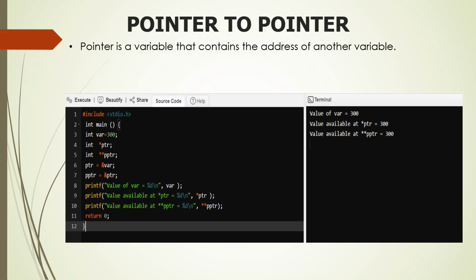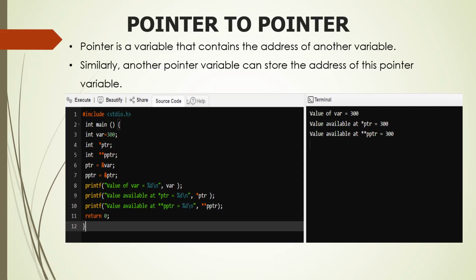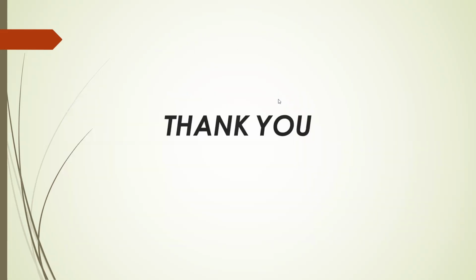pptr. A pointer is a variable that contains the address of another variable. Similarly, another pointer variable can store the address of this pointer variable. That is called a double pointer. So in this video, we have discussed what a pointer is, pointer operator, void pointer, null pointer, and pointer to pointer. Thank you.